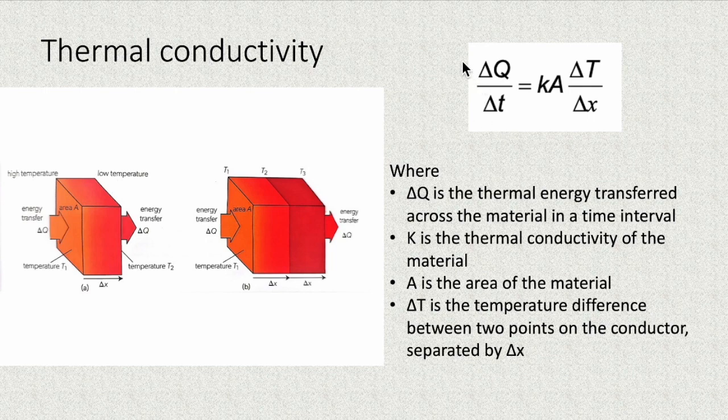The rate of energy transfer through a material, which is given as delta Q over delta T, is equal to the product of the thermal conductivity times the area of the material times the value of the temperature change across a certain distance x. This formula helps us calculate the rate at which thermal energy is transferred across a certain displacement and the change in temperature that occurs within that displacement.